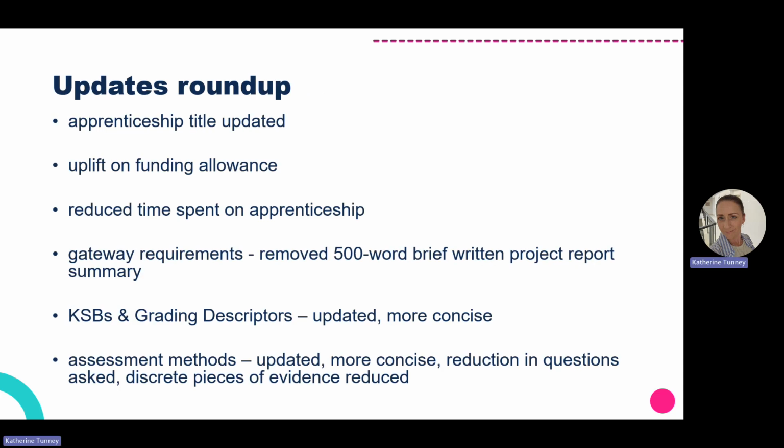So, a roundup of the information that I've provided for you today. The apprenticeship title has been updated, the uplift on funding allowance, the reduced time spent on the apprenticeship, gateway requirements, and obviously we've removed the 500-word brief written project report. KSBs and grading descriptors have been updated and made more concise. Assessment methods have been updated, they are more concise, with a reduction in questions asked and discrete pieces of evidence reduced.